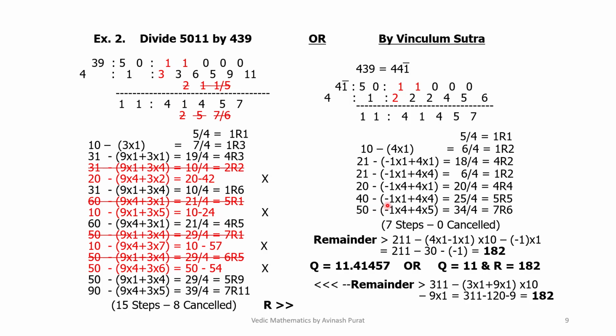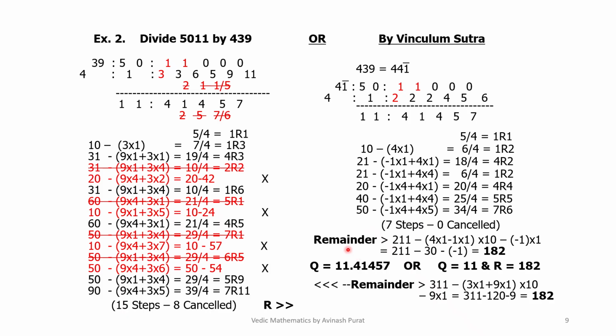40 minus 15 is 25, divided by 4 equals 5, remainder 5. Then 50 minus (bar 1 into 4 plus 4 into 5), that is 20 minus 4 is 16. 50 minus 16 is 34, divided by 4 equals 7 quotient and remainder 6. Now in this case we have got 7 steps and none is cancelled.